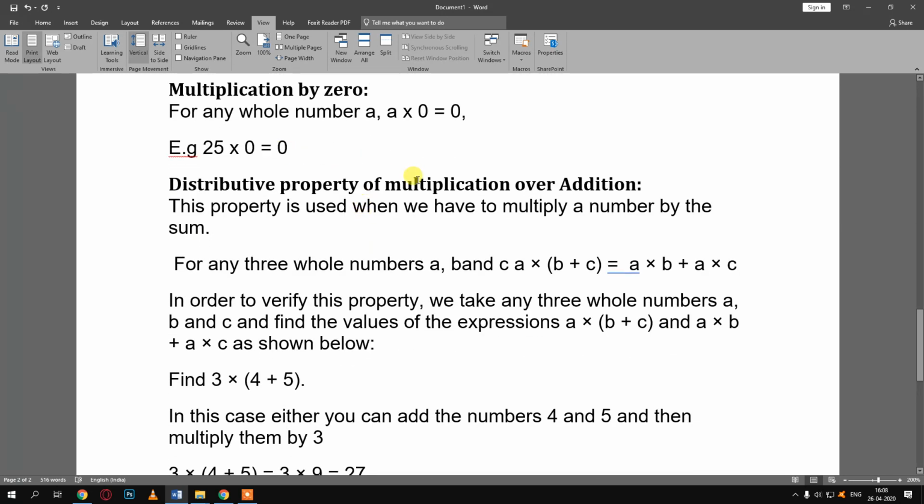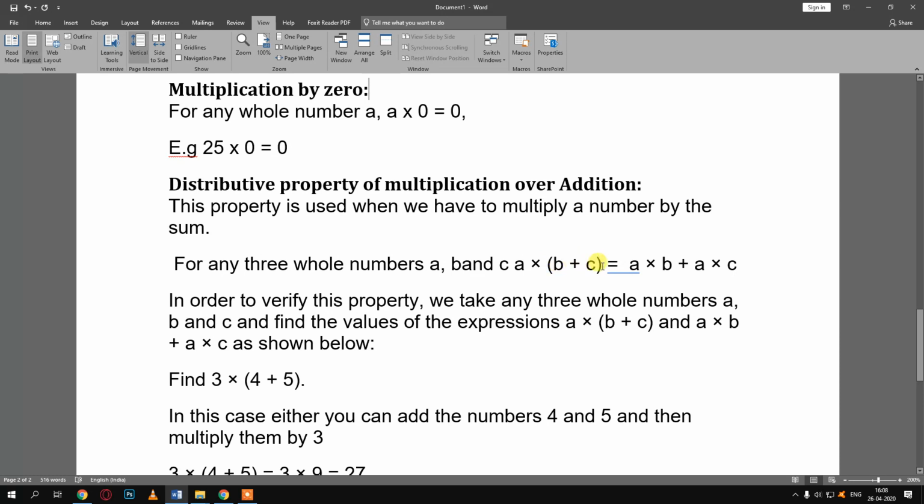Now we will learn the distributive property of multiplication over addition. This property is used when we have to multiply a number by a sum. Where do we use this property? Where we are multiplying the sum with a number. For example, you can see here we are taking three whole numbers a, b, c. So we are multiplying this a by the sum of b plus c.